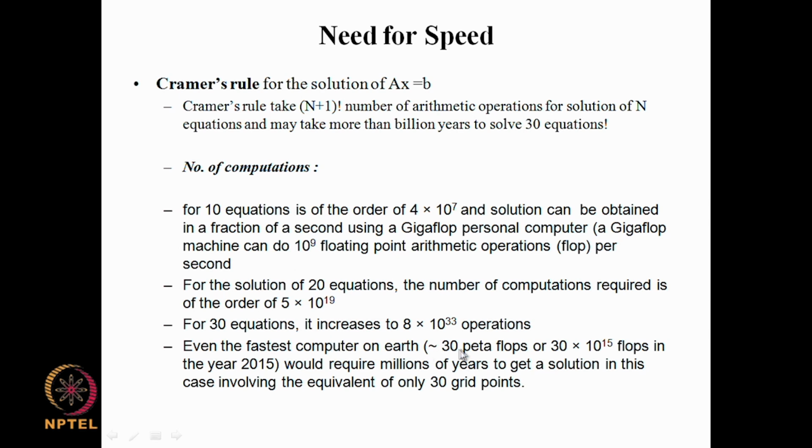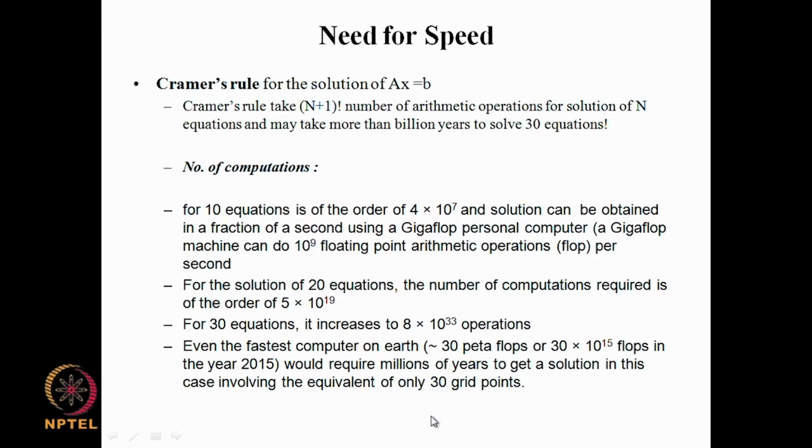And if we divide that by the fastest machine that is available, which can do 30 petaflops, that is 30 times 10 to the power 15, which is 30 million times faster than your gigaflop machine, even this would take 10 to the power 18 seconds, and that is more than the total age of the earth. So that means that if you were to use Cramer's rule with 30 grid points, it would take a huge number of computational seconds to get a solution.